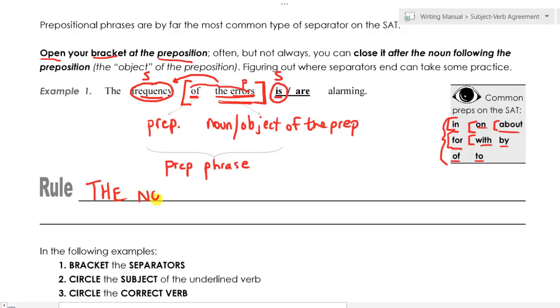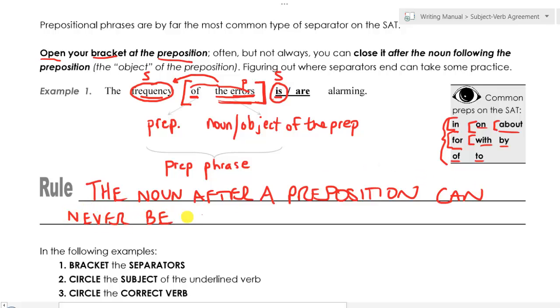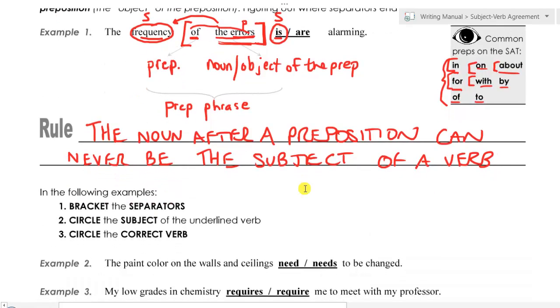The noun after a preposition can never be the subject of a verb. The noun after a preposition can never be the subject of a verb. Remember that the noun after the preposition is the object of the preposition. It is not the subject of a verb.